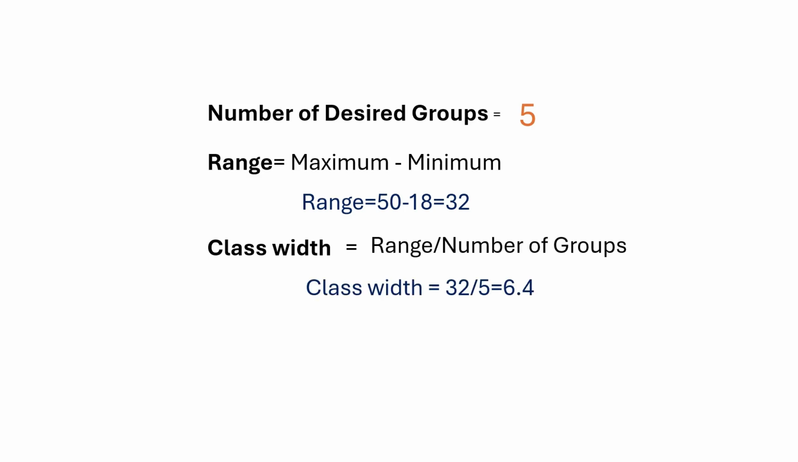To figure out how wide each class should be, we divide the range by the number of intervals. That is 32 divided by 5, which equals 6.4. Since we are working with whole discrete data, we round this up to the next whole number, which is 7. This is done to accommodate the maximum value in the data. This number is called the class width. It tells us how many values fall into each group.